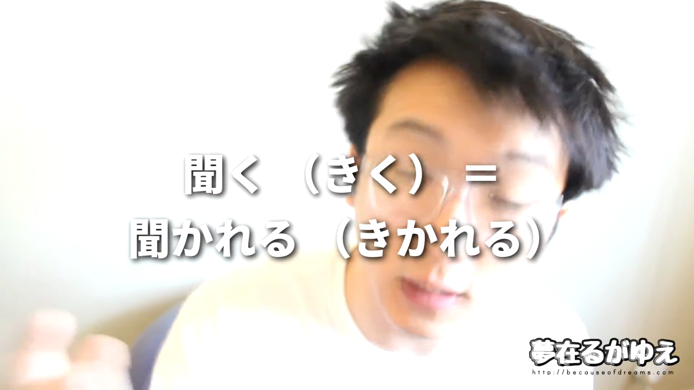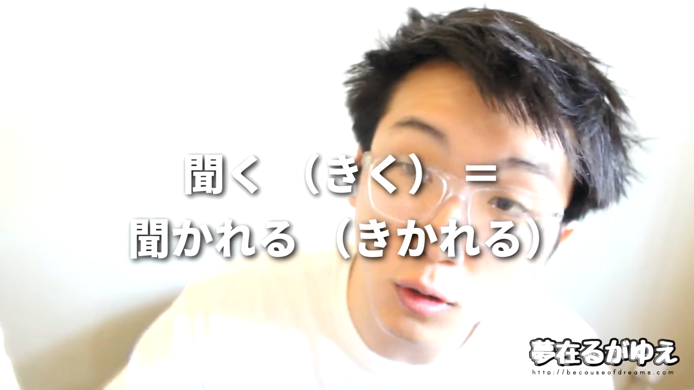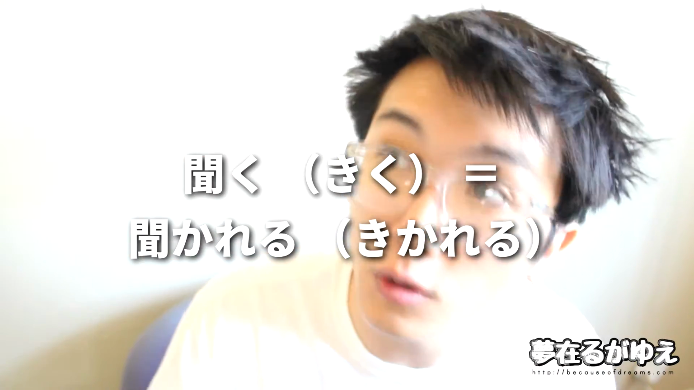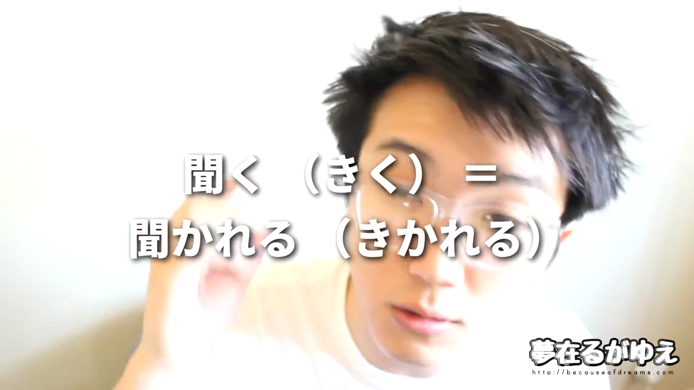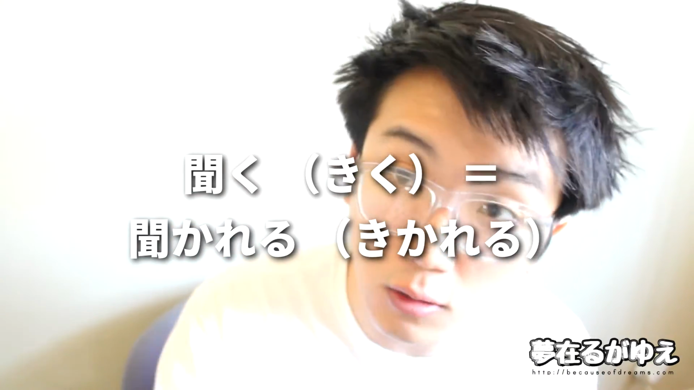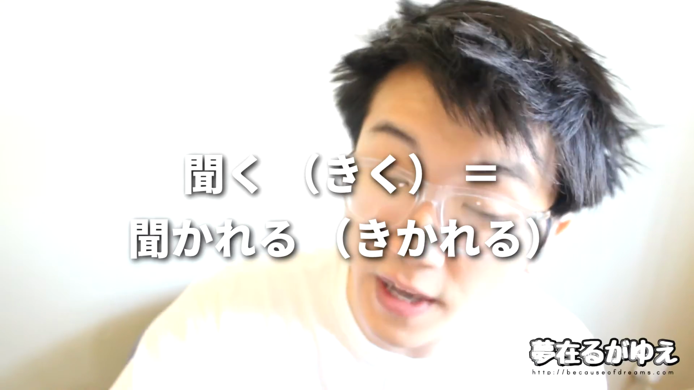And we notice that in the dictionary form we had kiku, and the ku here, we kind of just took out the u and replaced it with an a. So ku turned into ka, and then we add reru. So kiku turns into kikareru, and that is the passive form of the u verb kiku. So now let's go through a couple more examples of this.